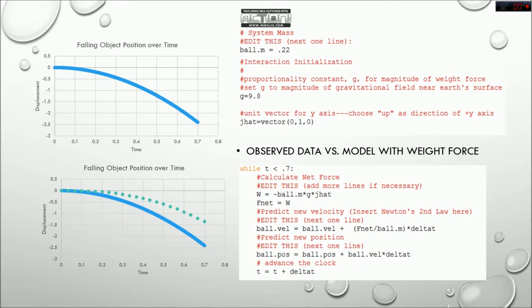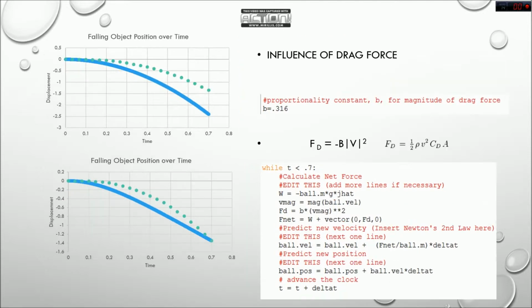After the object's velocity is determined, it is multiplied by the change in time and then added to the position to update the position. This is done until the time equals 0.7 seconds, because that is how long the object's motion was observed. Now we will look at the model for an object's motion when it is affected by weight force and drag force.